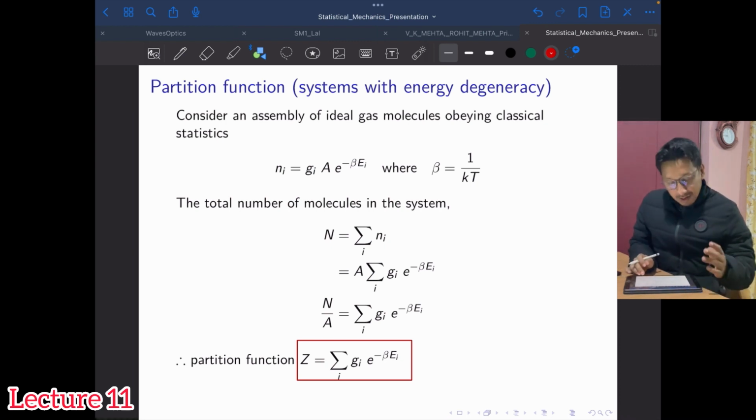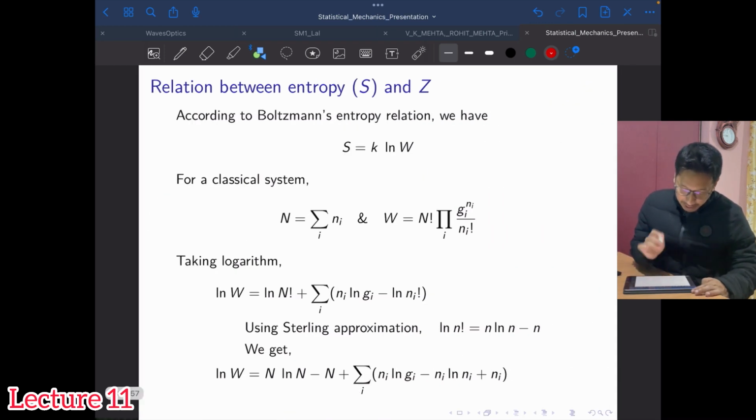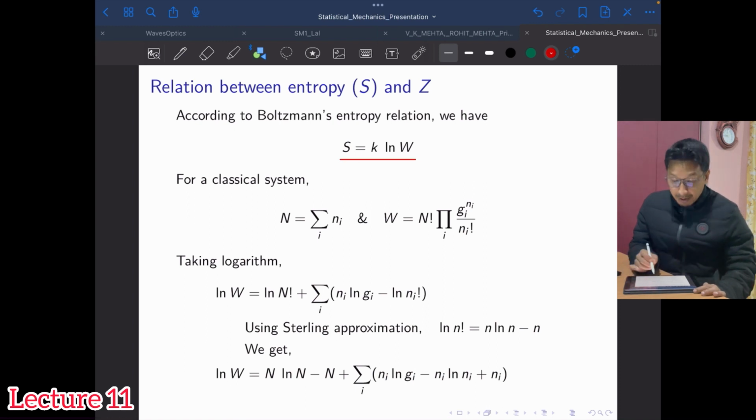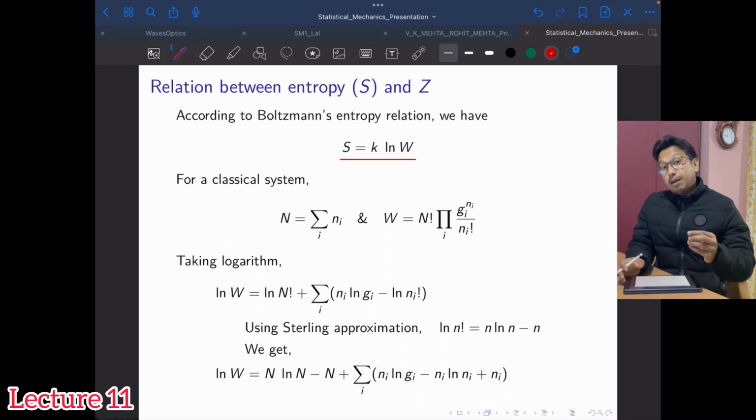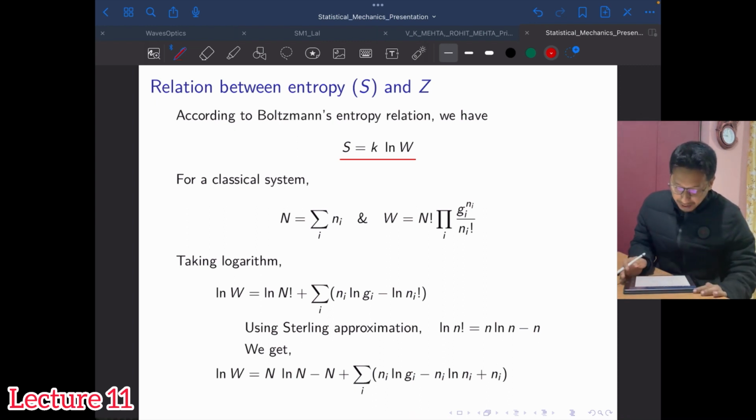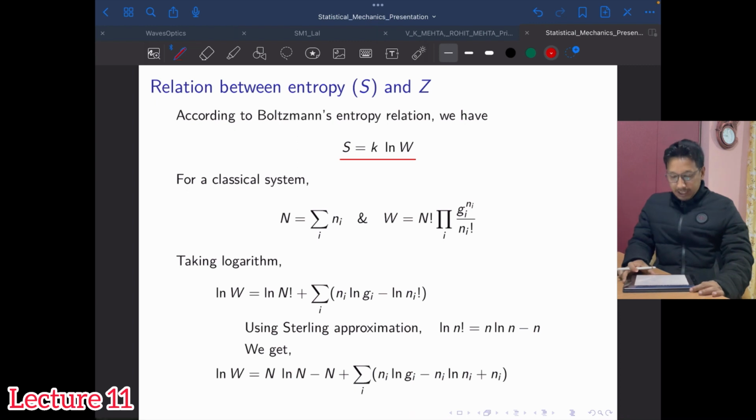All right, so now let's look at the relation between the partition function and entropy. Again from the earlier lecture, we know that the entropy is related to W, the thermodynamic probability, which is the number of microstates for a given macrostate. This is the Boltzmann entropy relation, S equals k ln W.